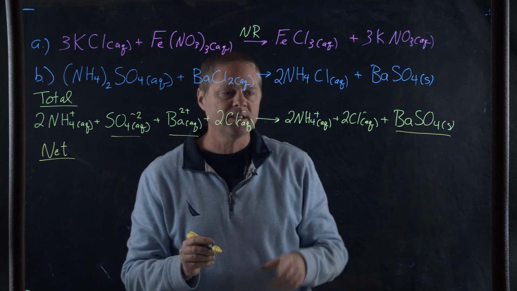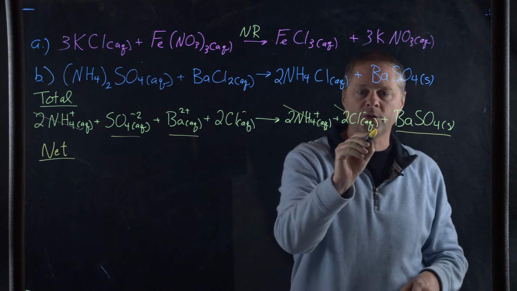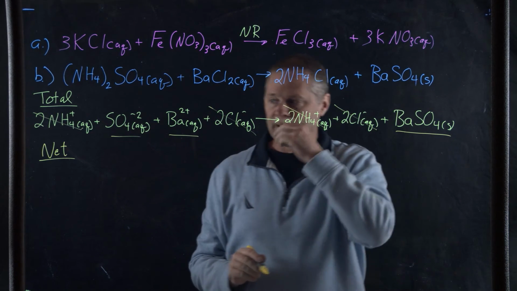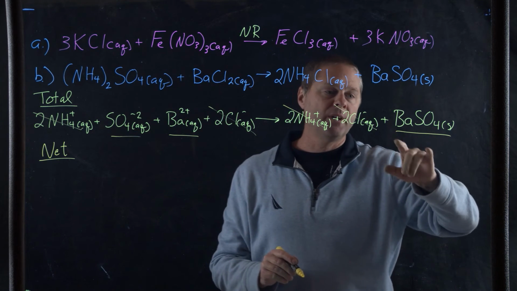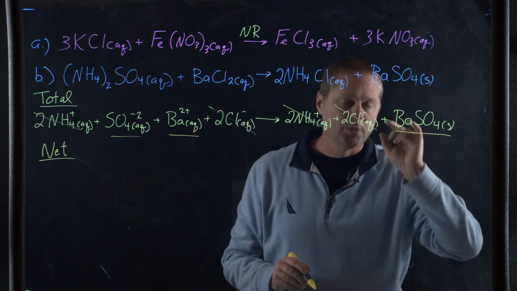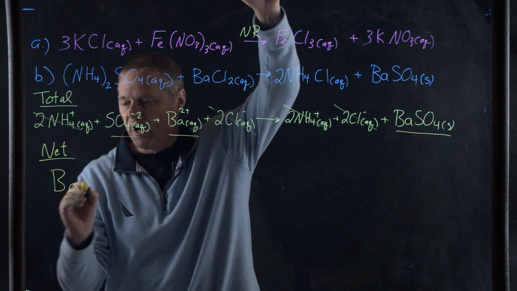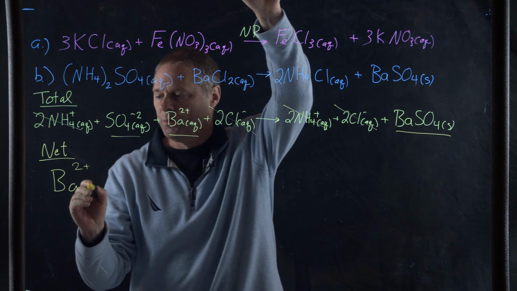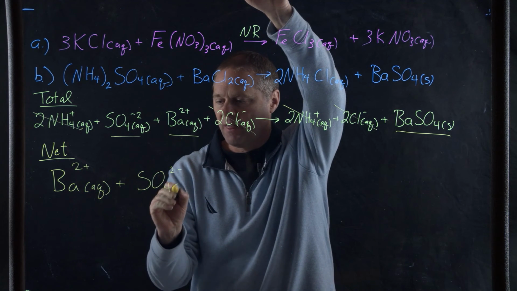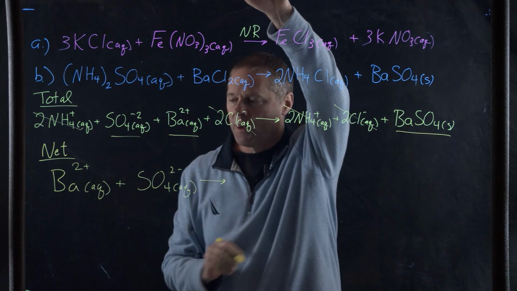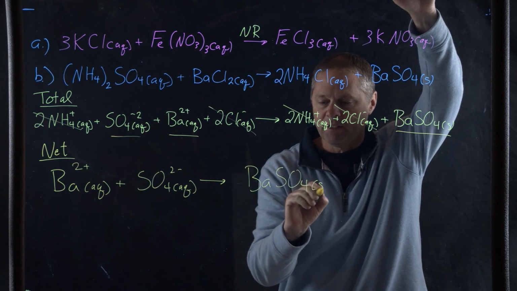Now another way to think about this is we have 2 ammonium, they're going to cancel. We have 2 chlorides, they're going to cancel. So all we have left is the barium salt, the sulfate salt, and then it's going to produce the insoluble precipitate barium sulfate product. And so for the net ionic, it's going to be the barium 2 plus aqueous plus the sulfate, which is aqueous, which is now going to produce the barium sulfate precipitate.